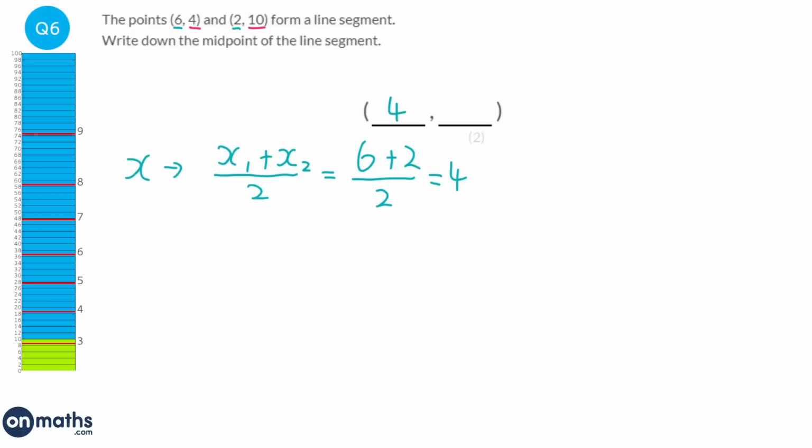Now we look at the y's, and we use a similar formula, but this time it's y1 plus y2 divided by 2. So it's the y component from the first coordinate, add the y from the second coordinate. So that's going to be 14 divided by 2, which is going to be 7.